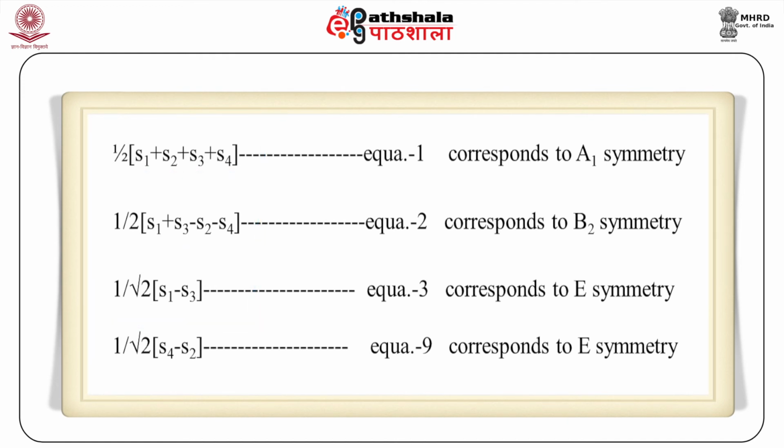All others are the same except with minus sign. That is, these are 1 upon 2 S1 plus S2 plus S3 plus S4. Equation 1 corresponds to A1 symmetry. 1 upon 2 S1 plus S2 minus S4. Equation 2 corresponds to B2 symmetry. 1 upon under root 2 S1 minus S3, equation 3 corresponds to E symmetry. Now 1 upon under root 2 S4 minus S2, equation 9 corresponds to E symmetry.